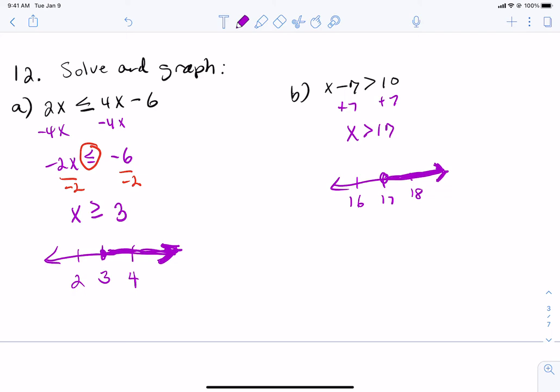Any questions at all about our inequalities? Okay.